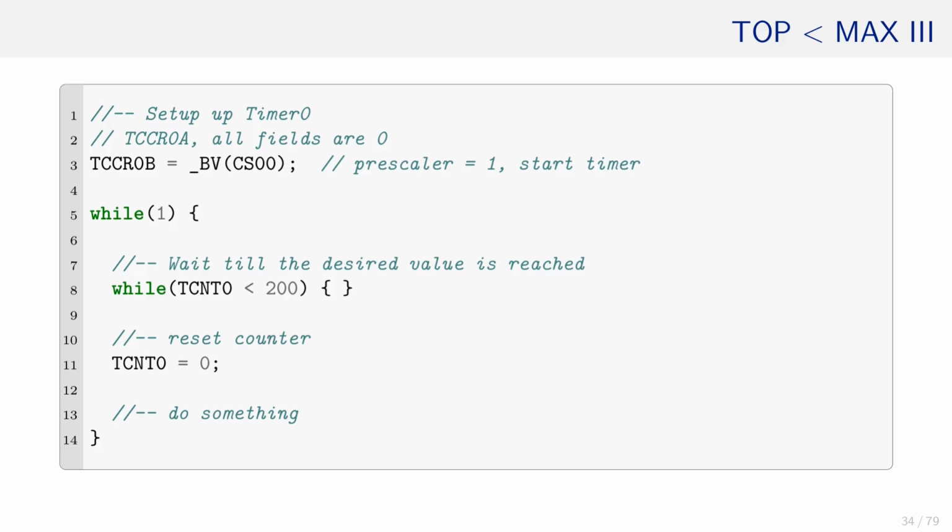The advantage of timers ought to be that they run in parallel to the program. However, for this program, that is only true while the do something part is executed in parallel with the incrementing of the TCNT0 register. Therefore, it would be nice to have hardware support for a lower top value. And it turns out that we do, as it will be shown in the next session.